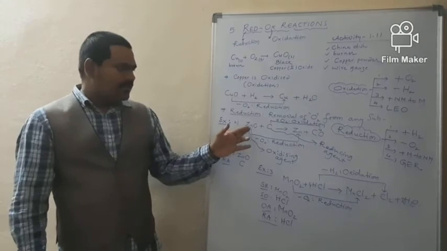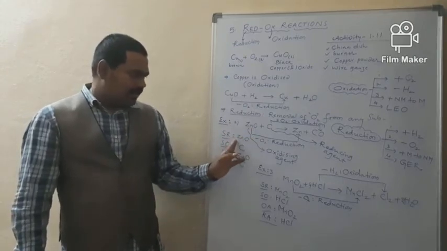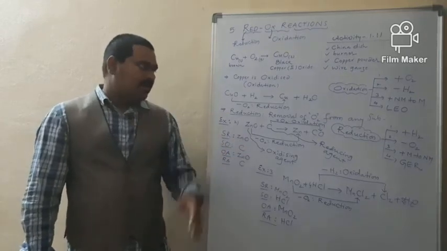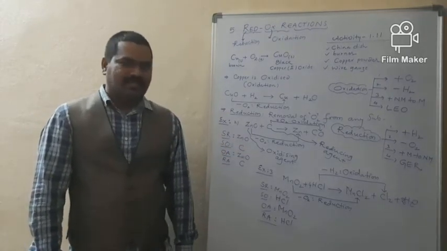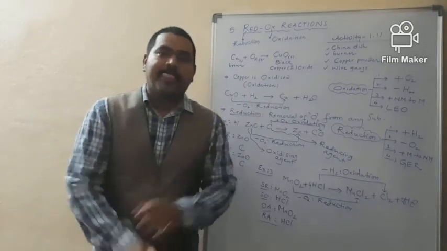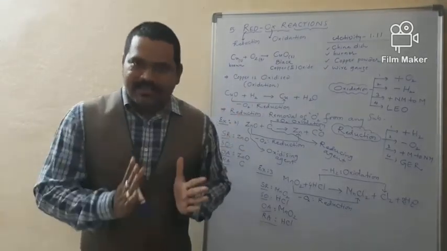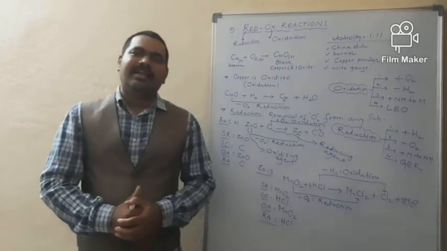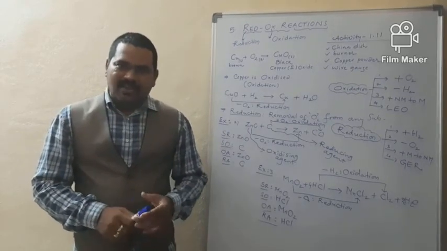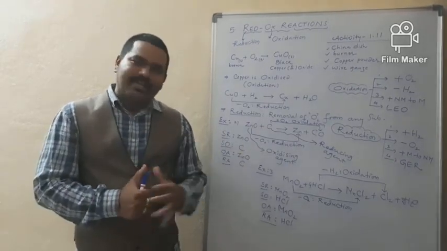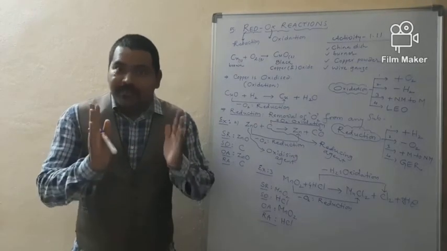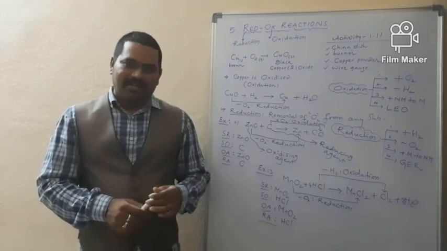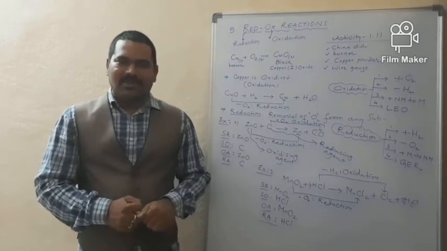Now in the second example, zinc oxide is reduced, carbon is oxidized, and zinc oxide will be treated as oxidizing agent and carbon will be treated as a reducing agent. Now what is meant by oxidizing agent? The substance which provides oxygen for oxidation is called oxidizing agent. This oxidizing agent is also called oxidant. And what is reducing agent? The substance which provides hydrogen for reduction is called reducing agent. This reducing agent is also called reductant.